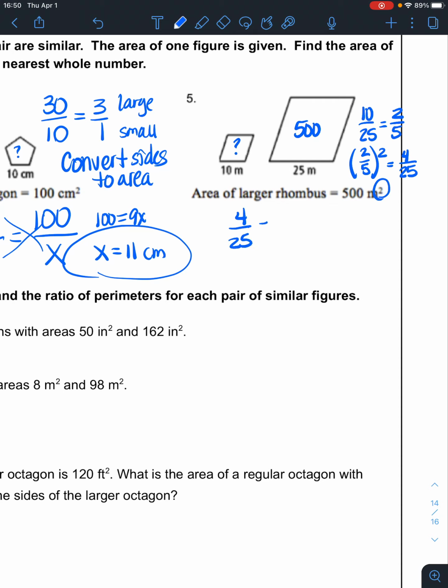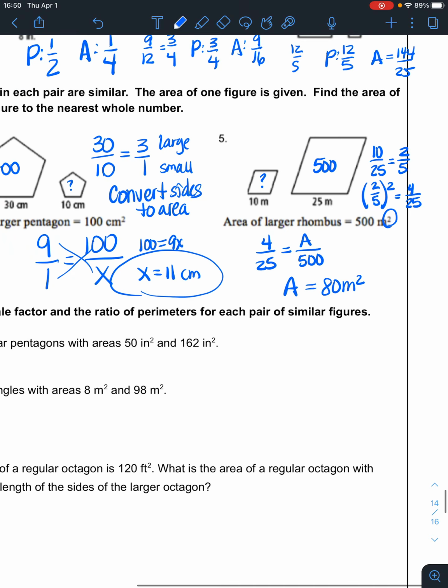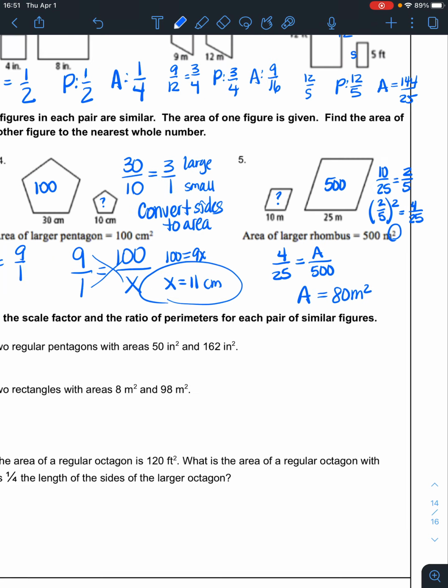So 4 is the area of the small one, 25 is the area of the big one. That's my ratio. So what would be the area of the small one if the area of the big shape is 500? So we do 500 times 4, and then we divide that by 25, and we get that the area of the smaller rhombus is 80 meters squared.